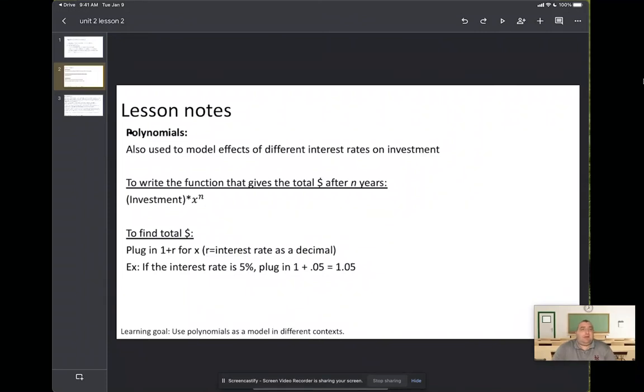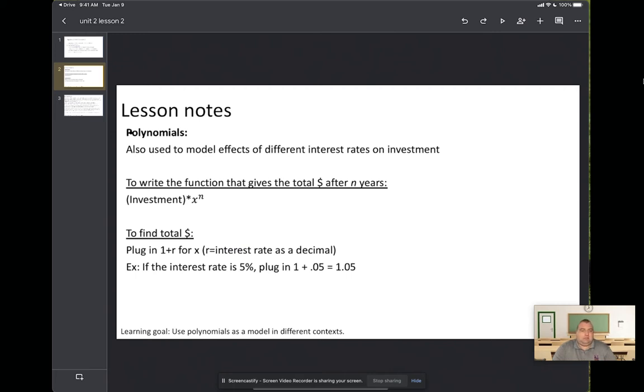Welcome back, everybody. We are going to do Unit 2, Lesson 2 in this video. And really, this lesson also serves as another intro lesson to our overarching topic of polynomials in Unit 2. You might remember in the last video, Lesson 1, we talked about how we could use polynomials to model the volume of an open-top box.